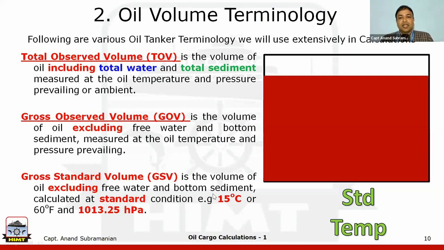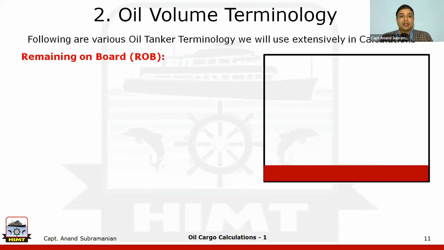You saw in the previous example also the volume keeps on fluctuating if we change the temperature. So for us to go ahead with the calculations, we have to have a standard volume at a particular standard temperature. And the standard temperature we use the world over for tanker calculations is 15 degrees Celsius. So gross standard volume talks about the volume at 15 degrees Celsius. Clear?